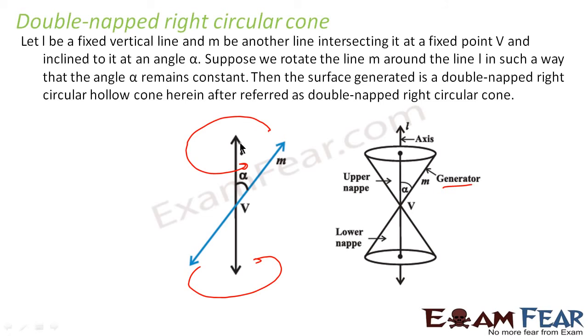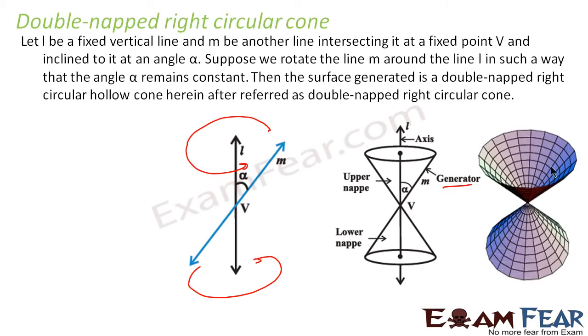Double nap right circular cone. Also, if you want to see a 3D view of this, this is how it looks. Just to give you a clear picture, if you see the 3D view, this is how it looks. In this case, the axis is not visible, it is somewhere virtual, and this line is called the line M, that is the generator line, and the upper part is called upper nap, the lower part is called lower nap. So this is double nap right circular cone.